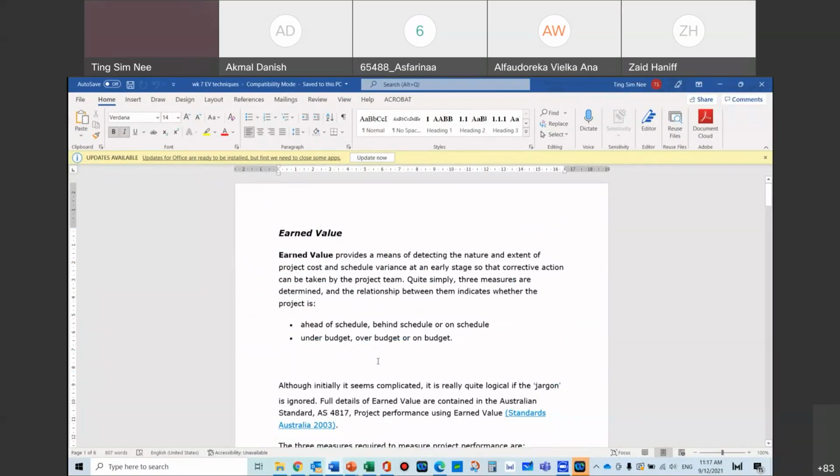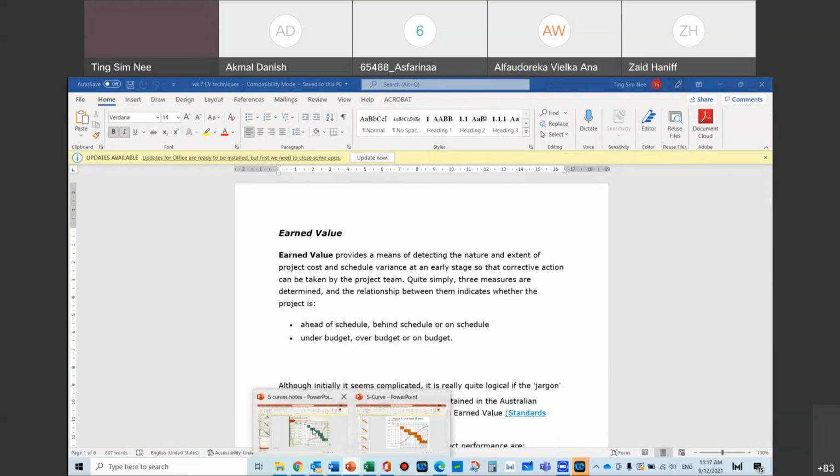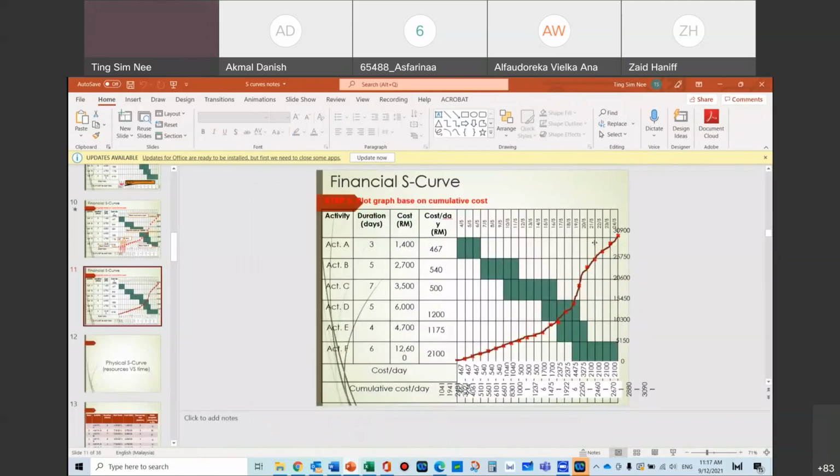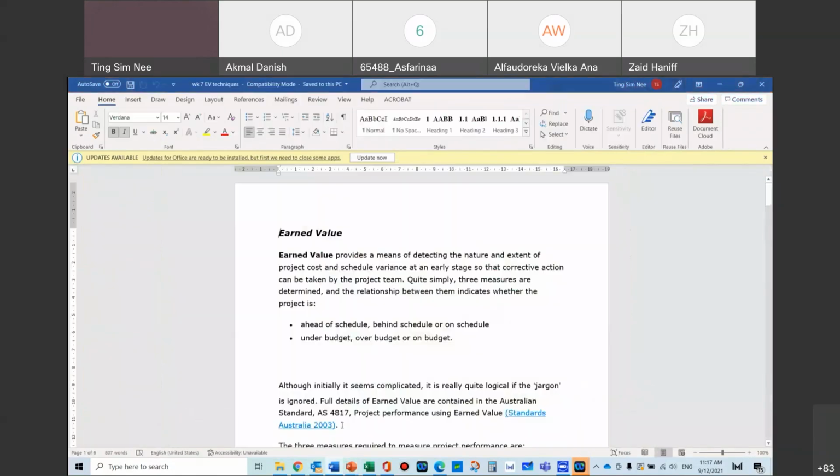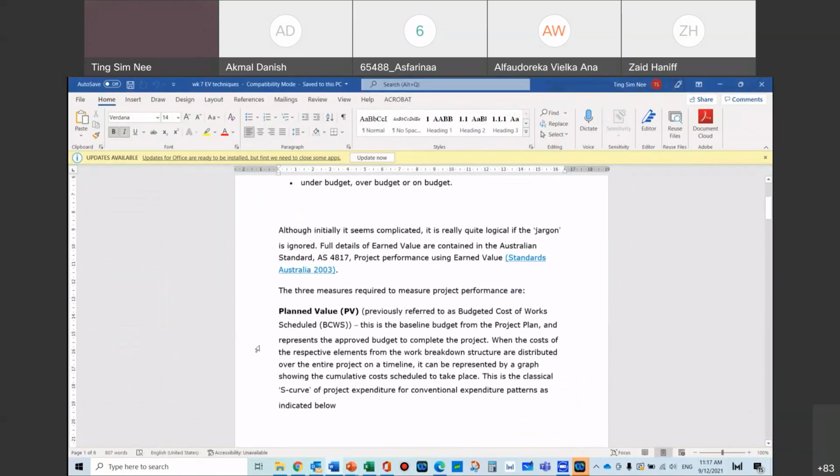From the S curve that you produced just now, in this case, you have one example here. This is the S curve that you have, and when we go to EV technique, this is what we call the planned value.